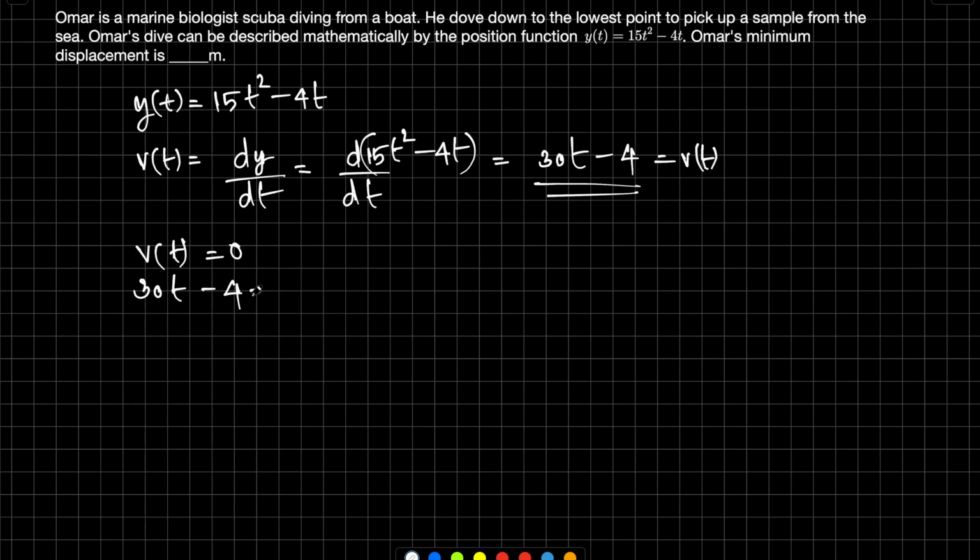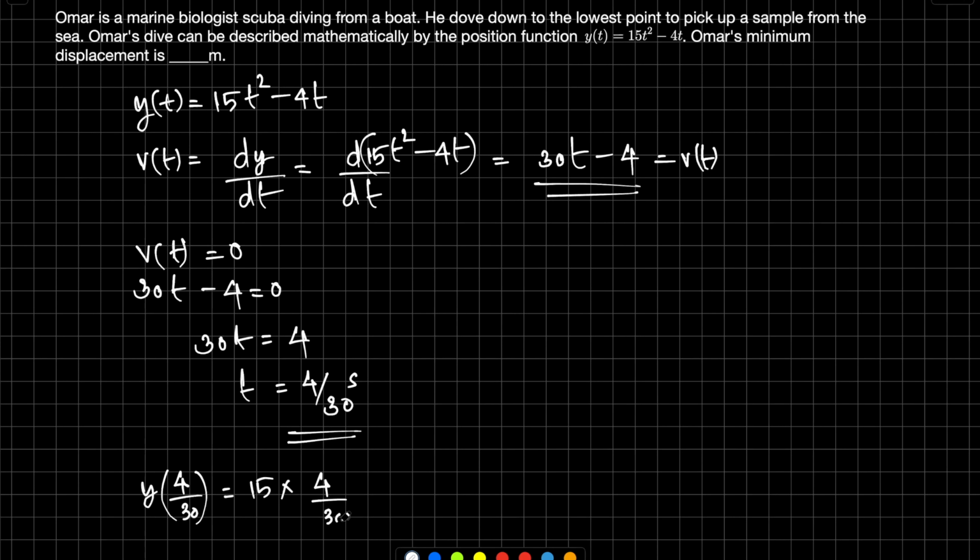30t minus 4 equals 0. I'm going to solve for t. So 30t equals 4. T equals 4 by 30 seconds. In the last step, I'm going to take this value of time and put it back in the position function. So y of 4 by 30 equals 15 times 4 by 30, the whole square, minus 4 times 4 by 30, minus 0.28 meters. That's the minimum displacement of Omar.